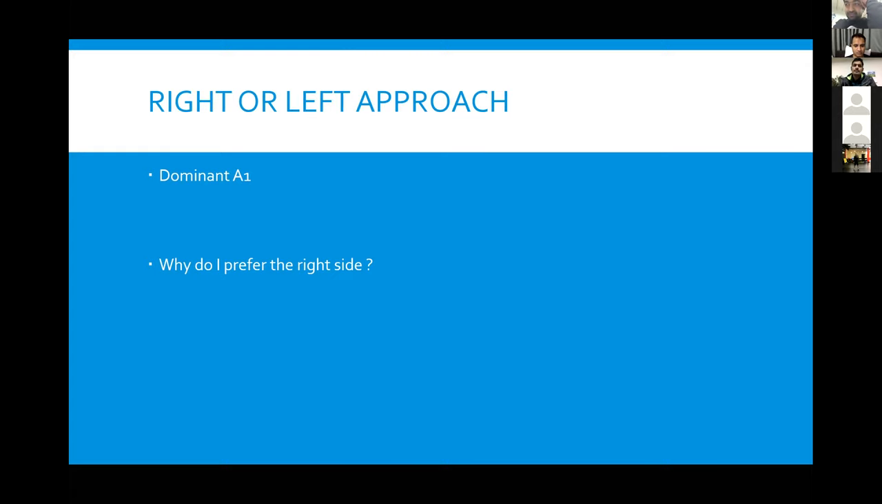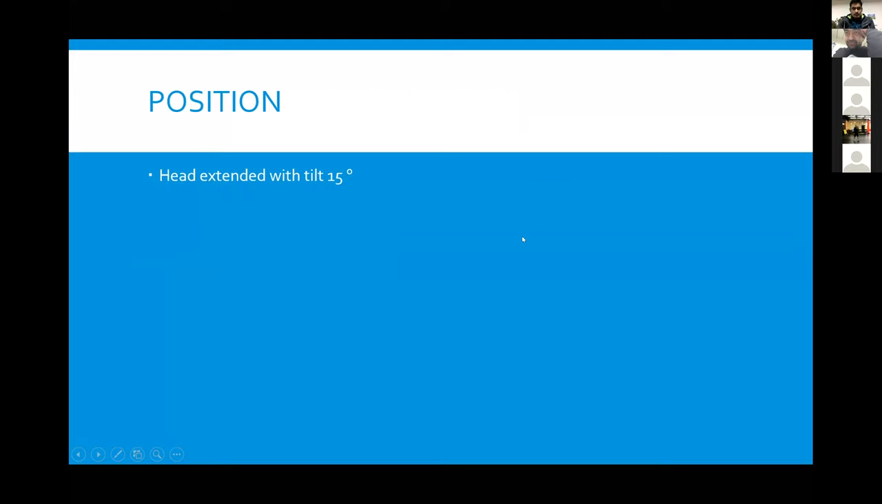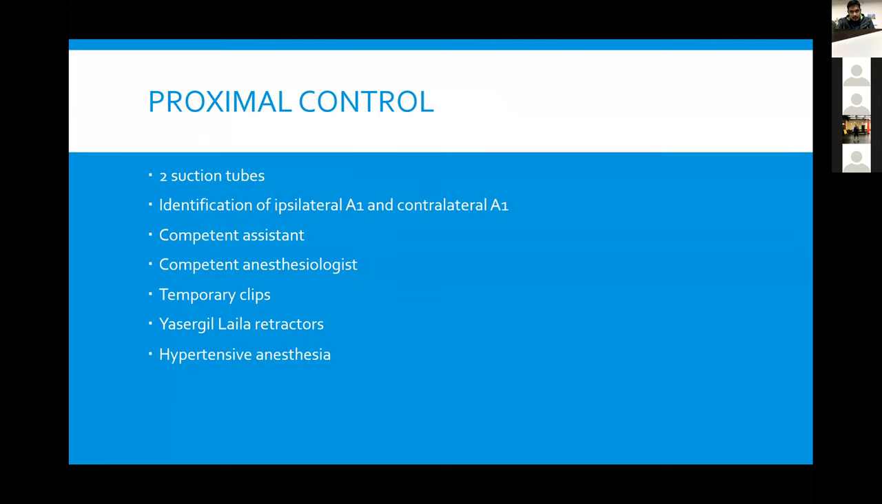The most difficult thing in going through the right side is when the aneurysm is projected inferiorly, so you will go through the hypoplastic side of the ipsilateral A1. The most difficult one is to get the contralateral A1 if premature rupture occurs. But if this occurs, we are going to see how we can deal with it. The patient is put in an extended position, tilted from 15 to 20 degrees.